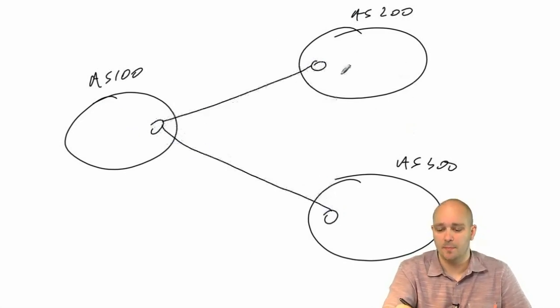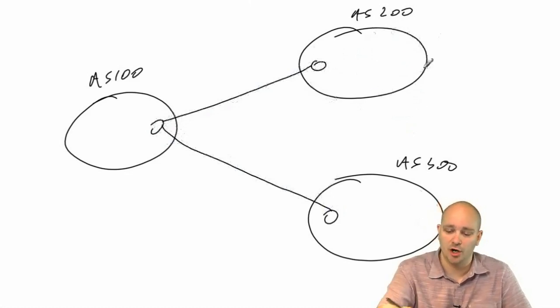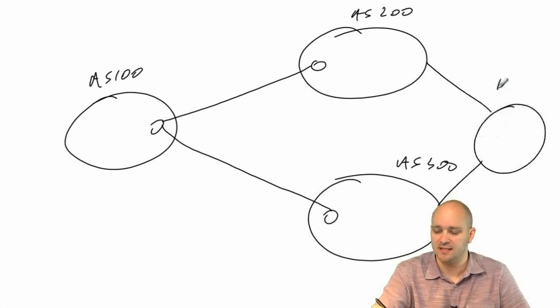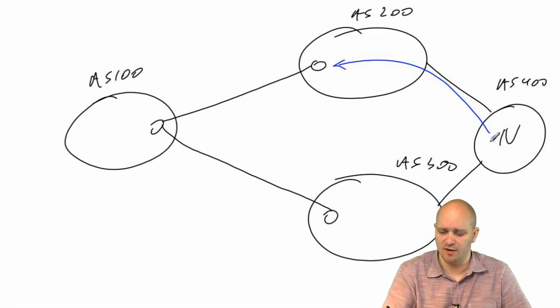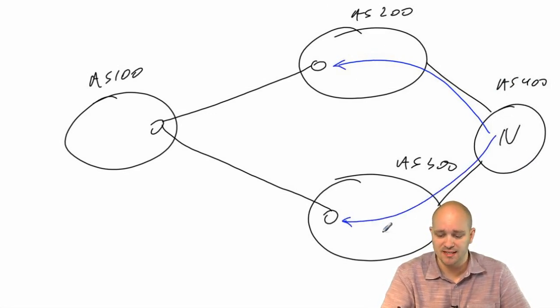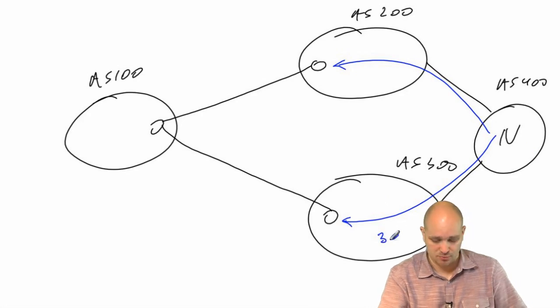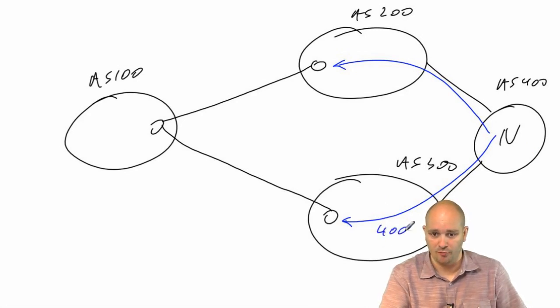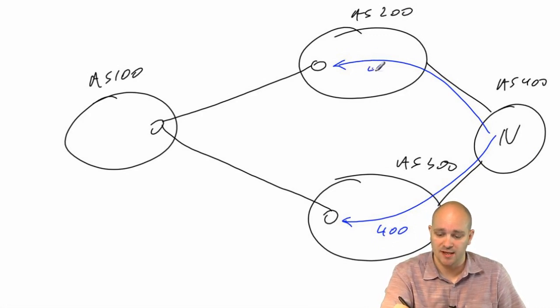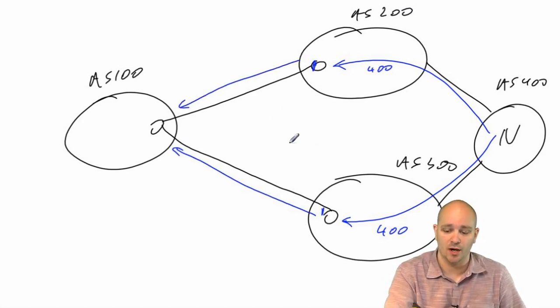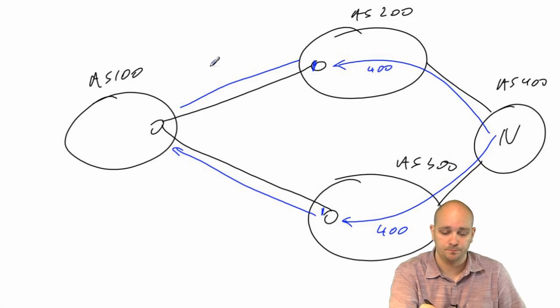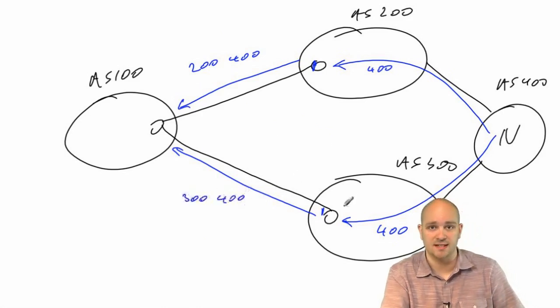Now, let's say that we had another AS, say AS400 here, that is advertising some network N. So this network N is arriving here, and this network N is arriving here. At this point, this one has the AS path of 400, and this one here will also have AS path 400. These two routers advertise this route to our AS100, so the AS path here will be 200, 400, and here it will be 300, 400. We know that this is how the AS path looks.